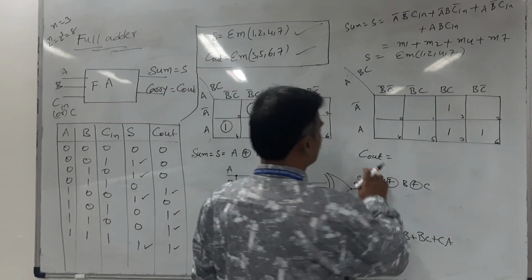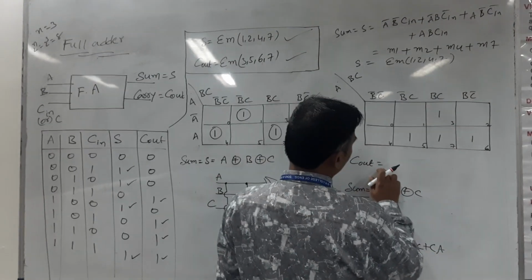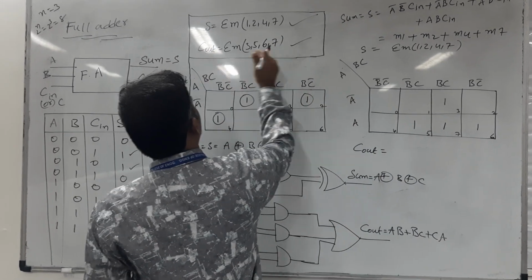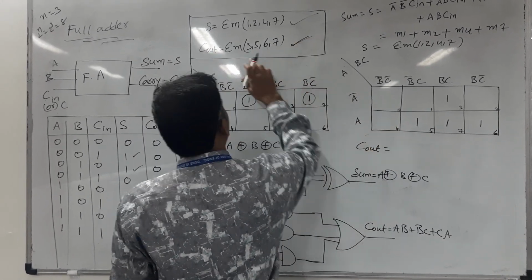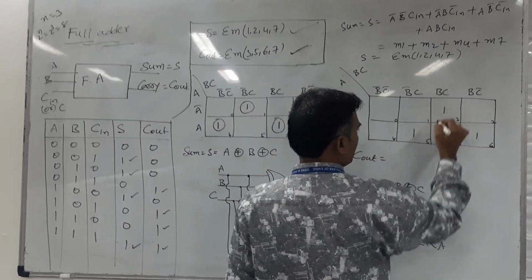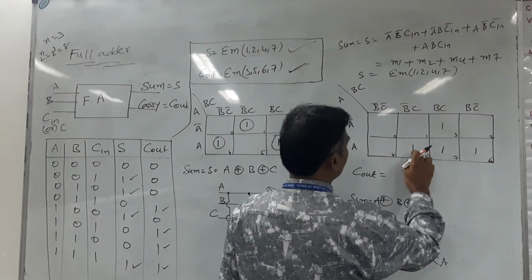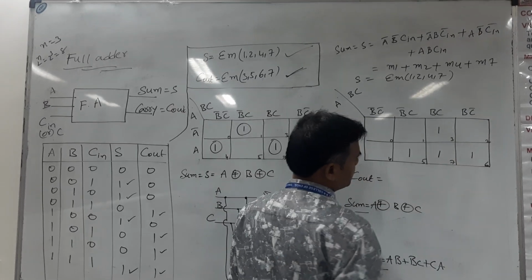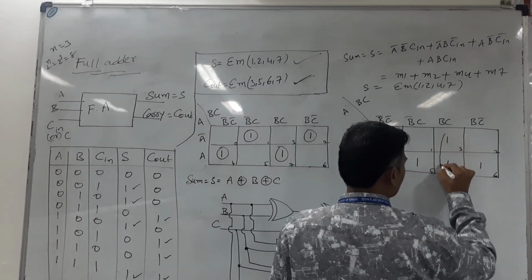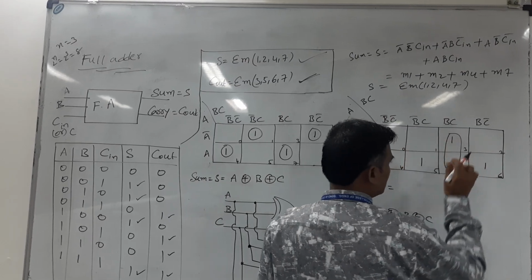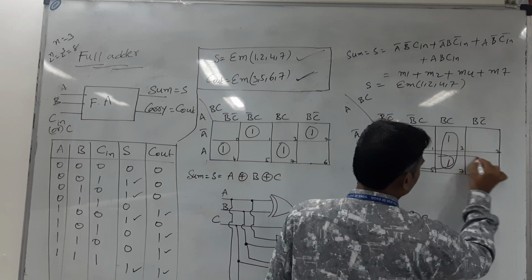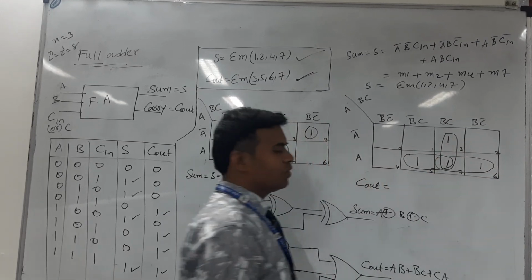Next, come to the Cout. To write the simplified Boolean expression for the Cout, you map all the min terms into the K-map. Here the min terms are 3, 5, 6, 7. So for 3, you write 1, and then the 5 position, 6 position, 7th position, and group the adjacent min terms. As per this K-map, these two are adjacent to each other, these two min terms are also adjacent to each other, and these two min terms are also adjacent to each other.